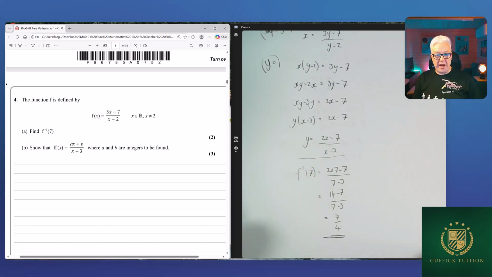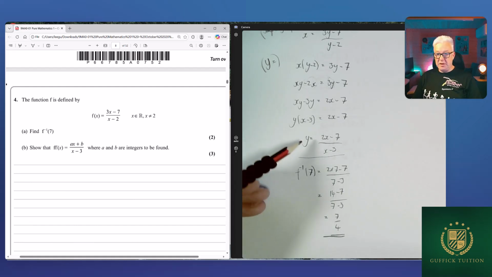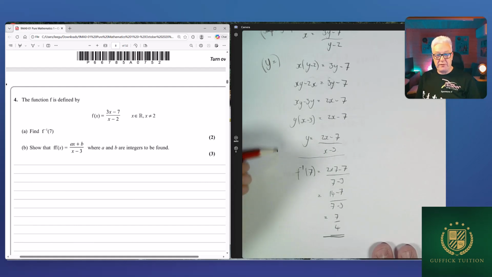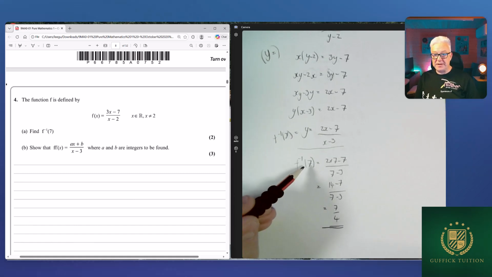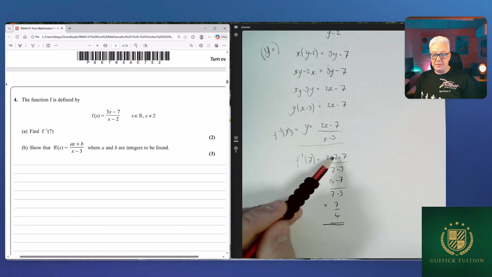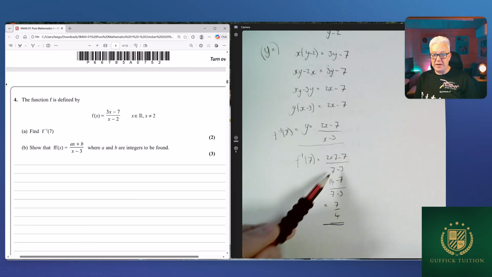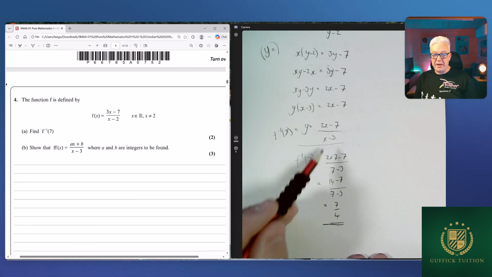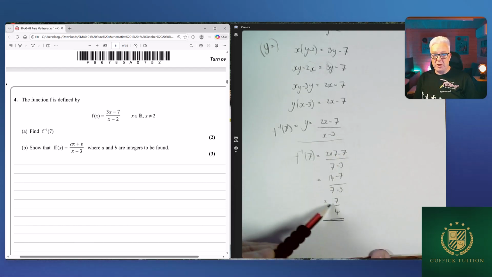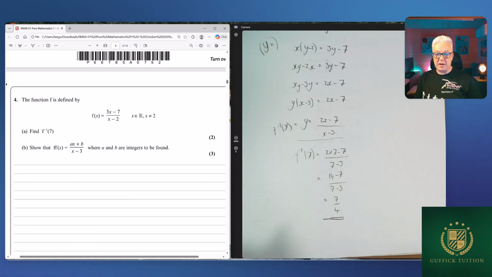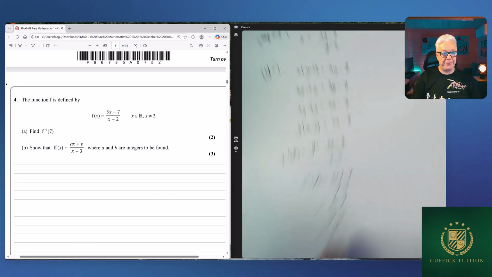Part B, show that f of f... oh, actually, no, it's not quite. We've got to find the inverse of 7. So that's our expression, rather, for our inverse f of x. We now need to put 7 into that. So we have 2 times 7 minus 7 is 14, take away 7, which is 7. And then we have 7 take away 3 is 4. So 7 over 4 is our final answer to part A.